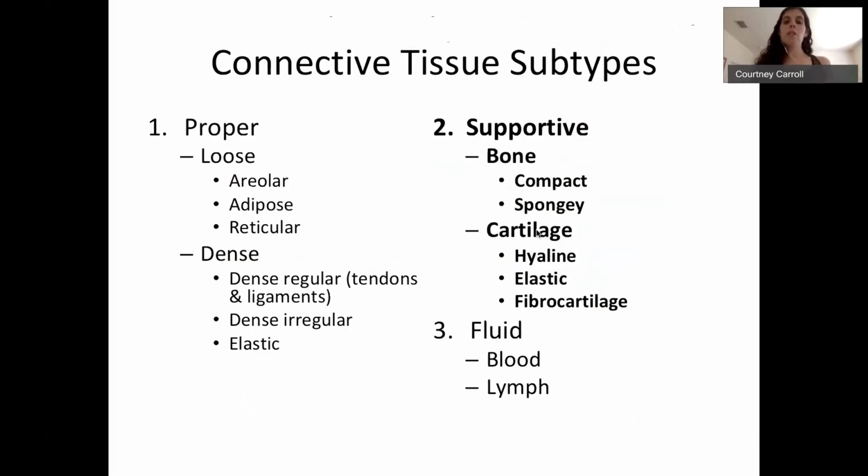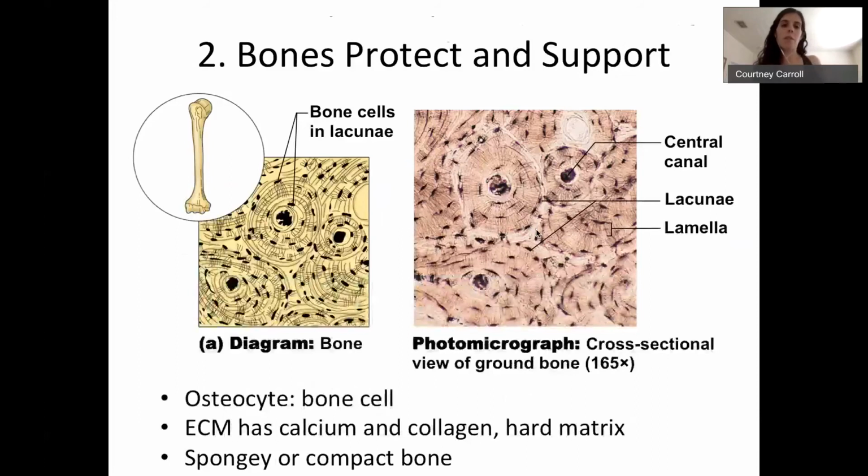Let's now talk about supportive tissue, our bone and cartilage. So bones protect and support the body. The cell of the bone is called an osteocyte. There are a few other cells that we'll talk about in our bone chapter, but the one you need to know for now is the osteocyte. And the extracellular matrix for our bones really plays into that strength function. So it's going to have calcium, it's going to have collagen, it's going to have a hard matrix.